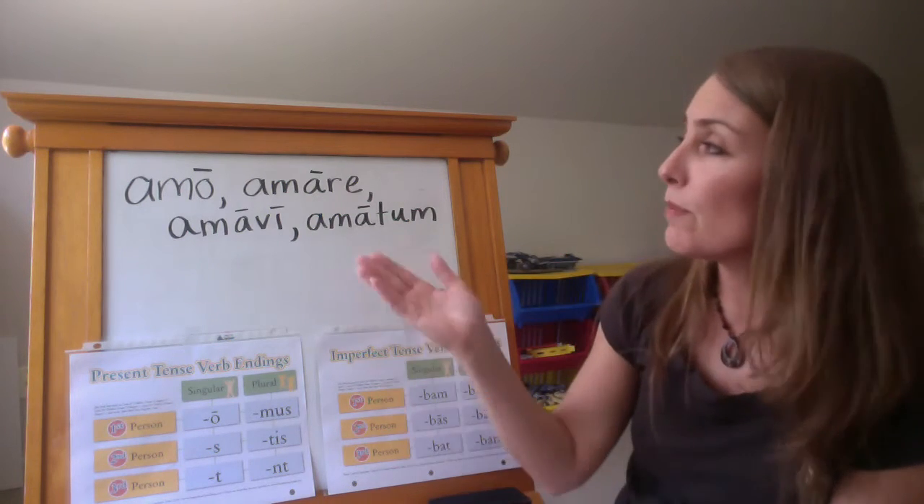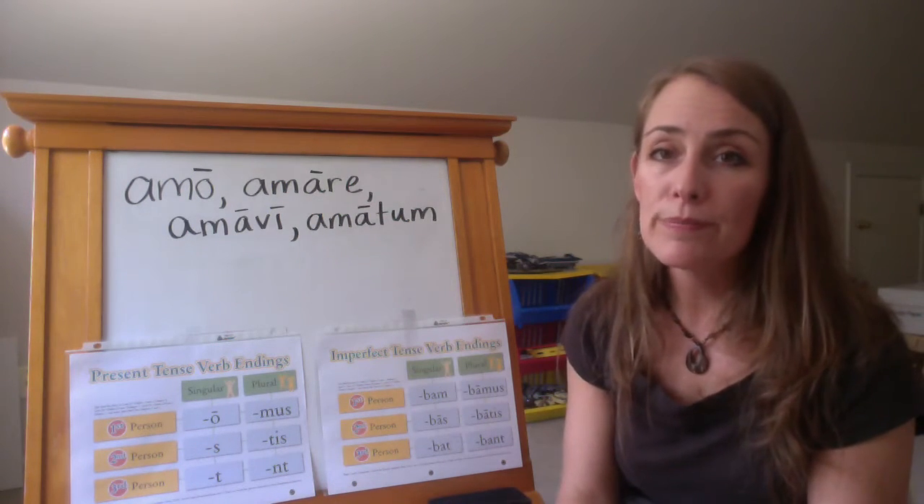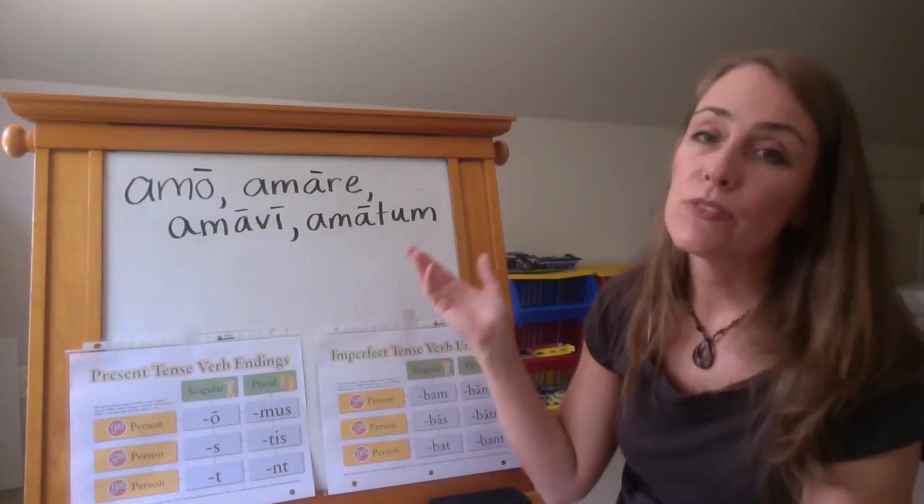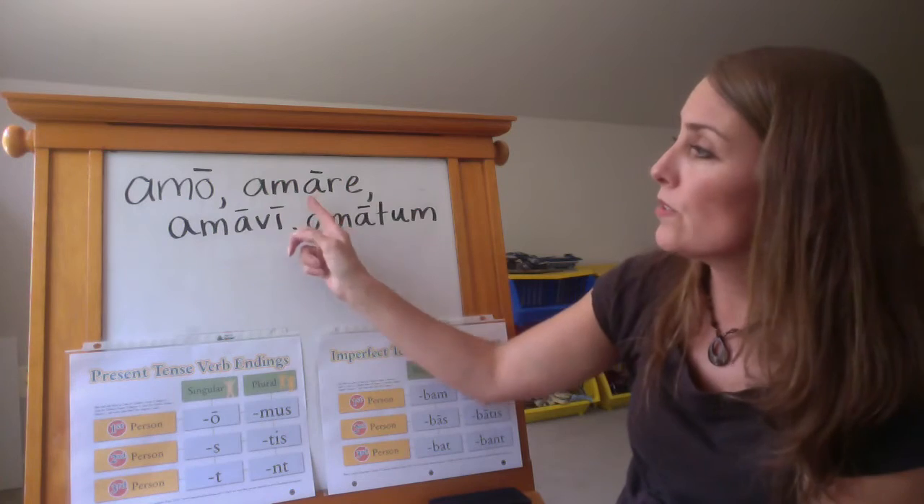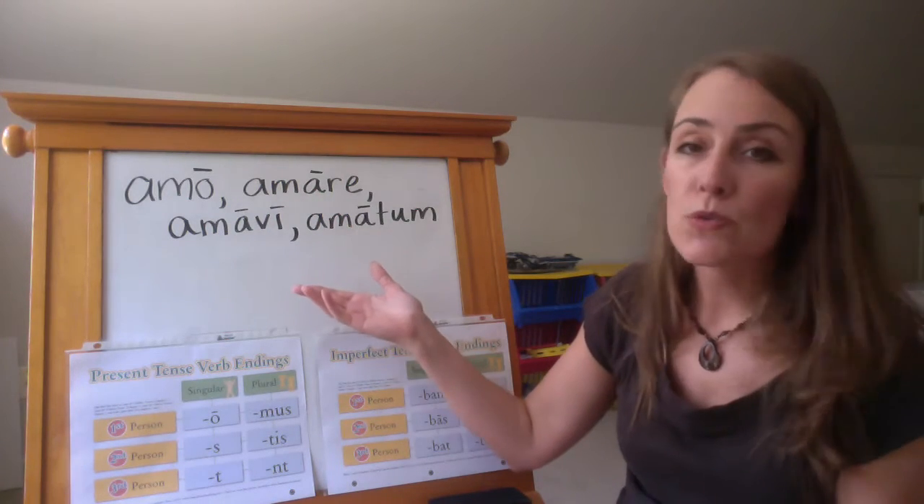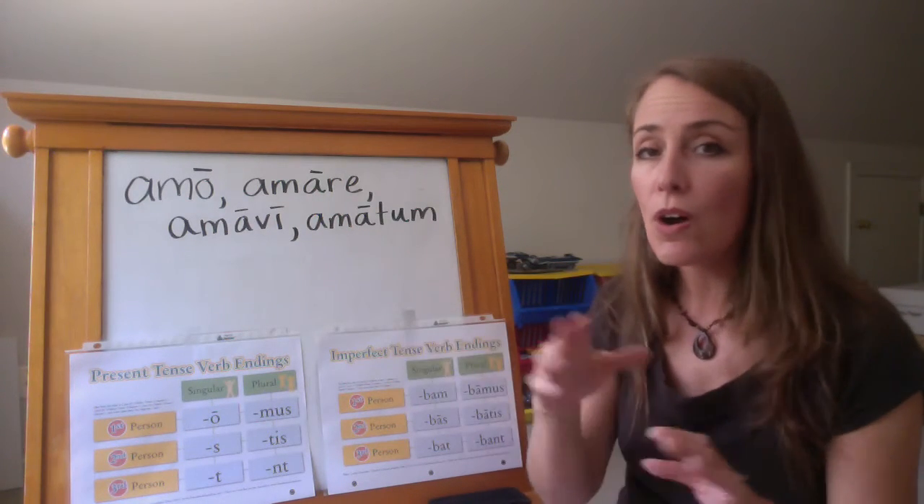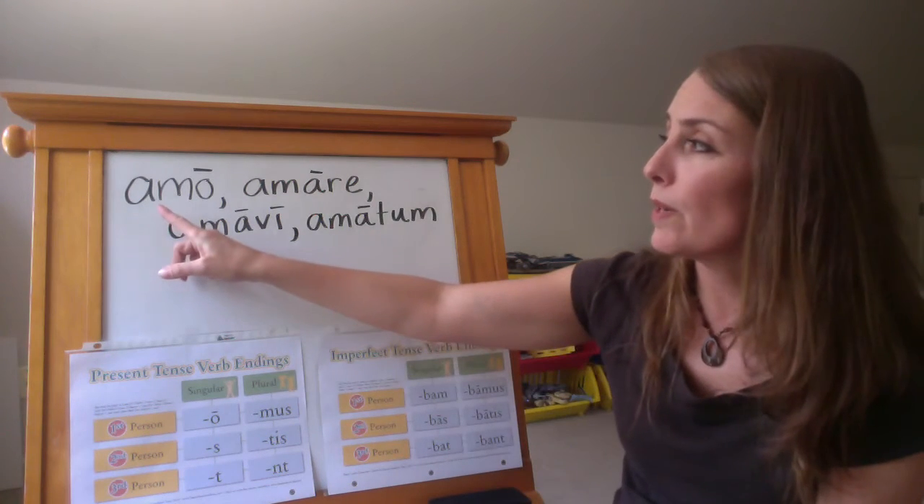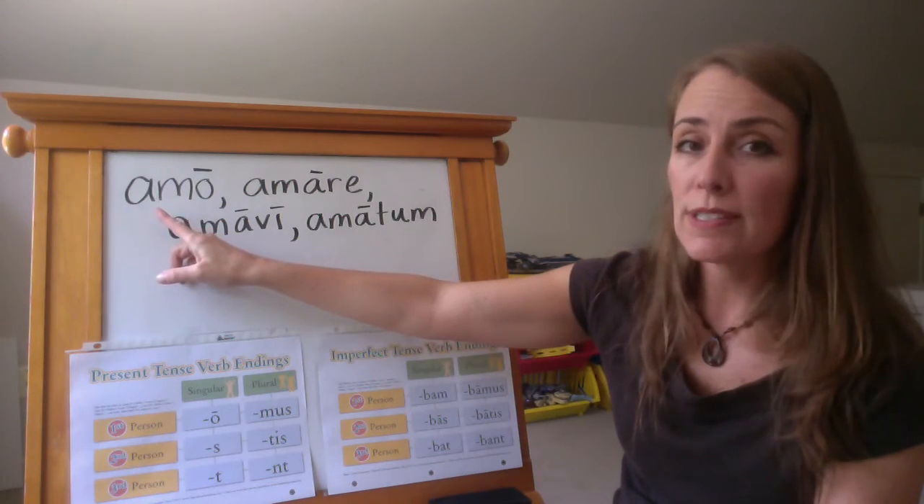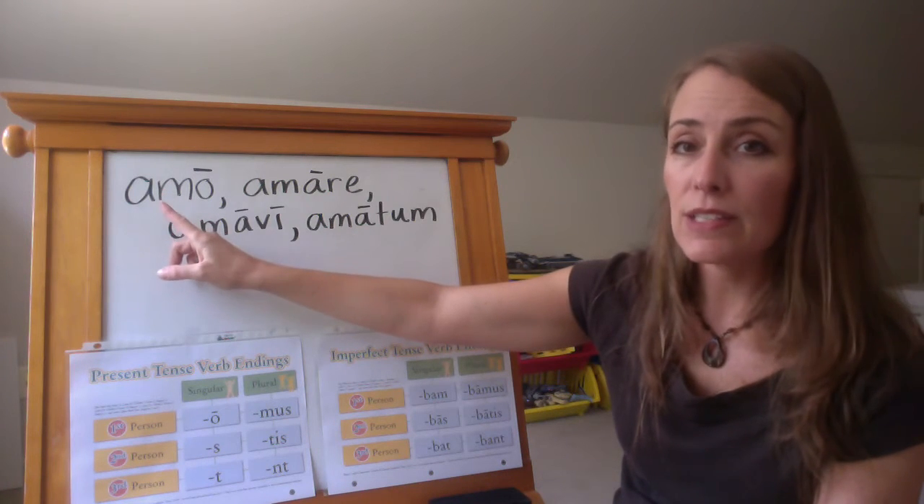We're going to take our model verb, amo, and take a look at it. First thing you'll notice, it comes in 4 principal parts: 1, 2, 3, and 4. From these 4 principal parts, we're able to form all of the forms of the verb that we're going to need. The first principal part is the first person present singular form. So this would be I love.